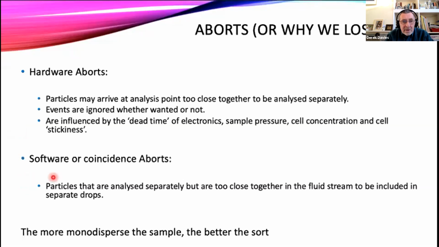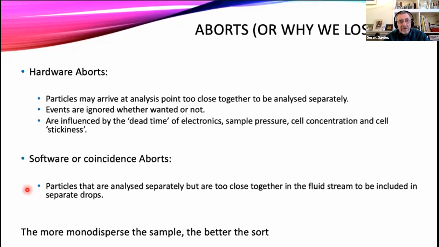More likely, we're going to lose cells by what we call coincident aborts. And this is, I've got two cells that are sufficiently far apart that I can make individual measurements, so I know what those cells are, but they are going to end up either being in the same drop or they'll be very close together in adjacent drops. And as we've seen, we can adjust the way that we run the flow cytometer to make sure that we don't lose any of those cells.